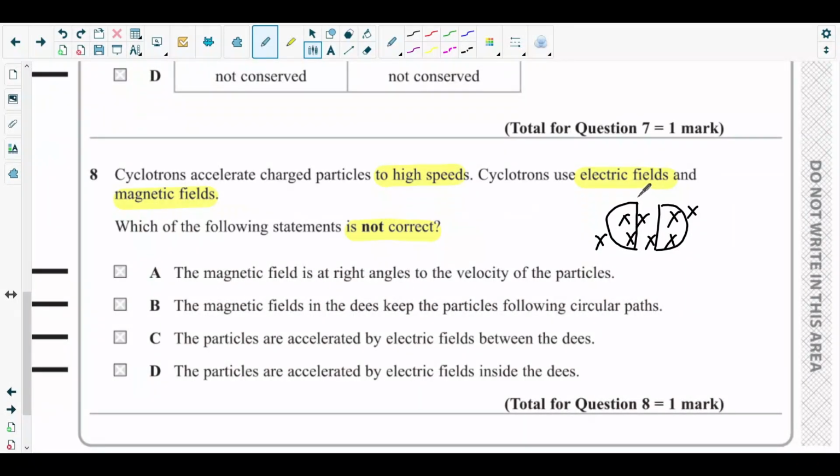Okay, so A is correct. So the question has asked not correct. Okay, let's see the next option.